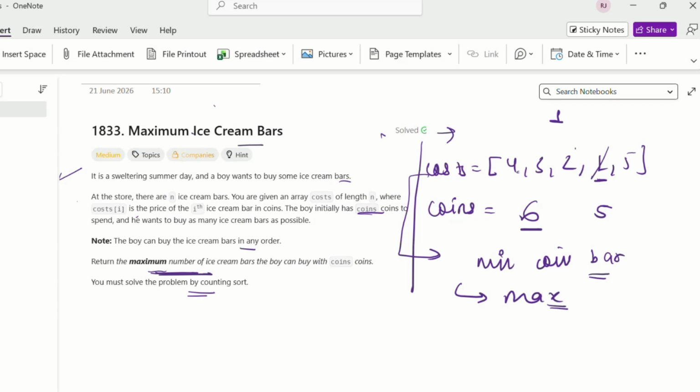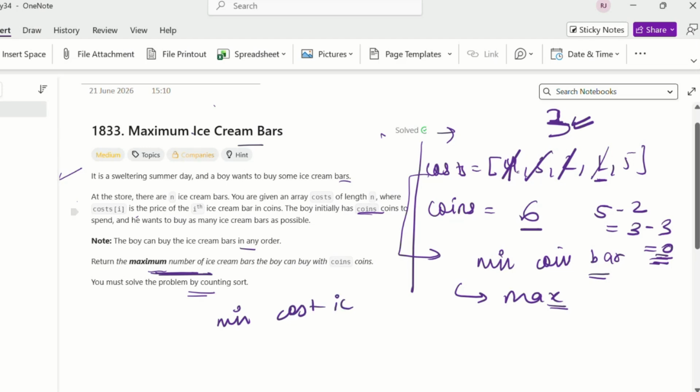Now second, if I buy this ice cream bar, then the number of ice cream bars will be 2, one this and second this, and coins will be reduced by 2, so it will be 3. Now again, if I buy this, the number of ice cream bars will be 3, and coins will be reduced by 3, so it will be 0. Now if I try to buy this, I will not be able to, because I need 4 coins, but my coins left are 0. So the number of ice cream bars I am able to buy is 3. So if I buy the minimum cost ice cream bar first, then I will be able to maximize my number of ice cream bars. I hope you are able to understand.